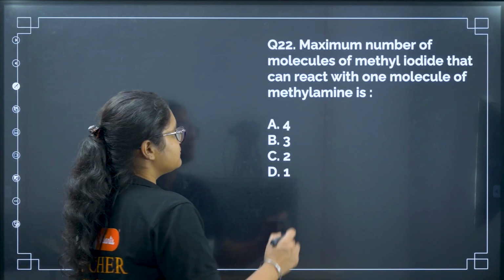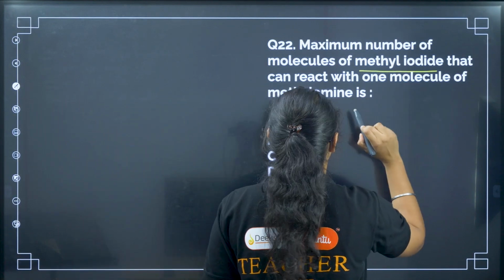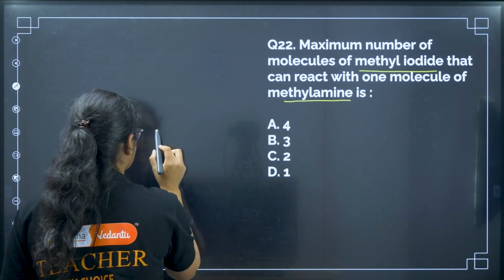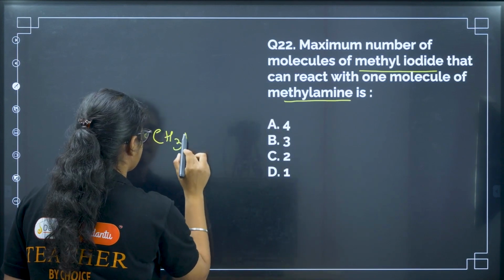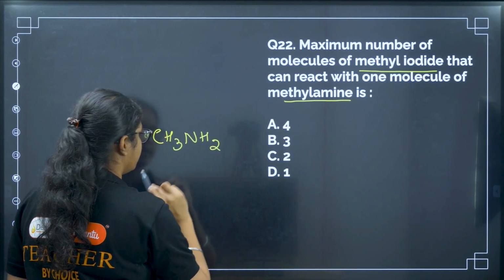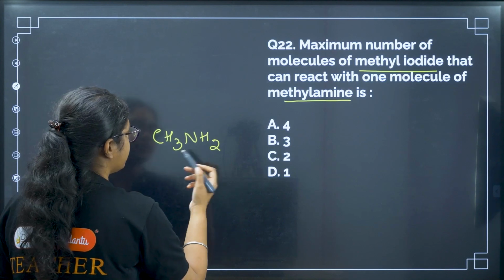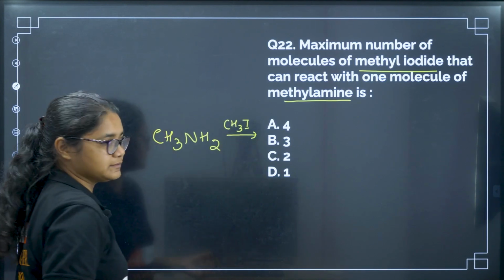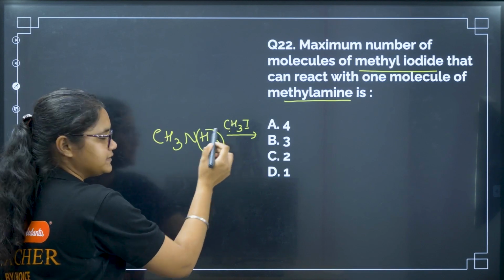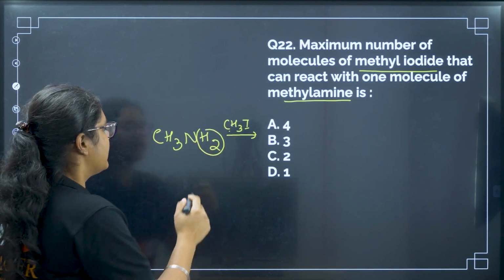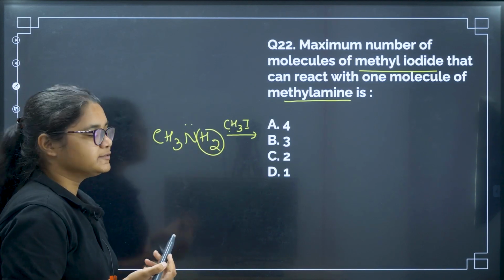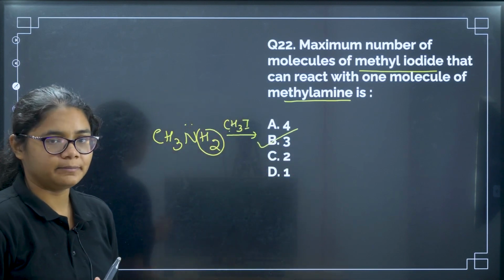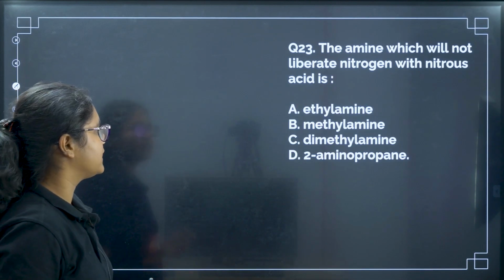Next, the maximum number of molecules of methyl iodide that can react with one molecule of methylamine. So if we have methylamine, how many molecules of methyl iodide can react with this one? Two hydrogens will be replaced, so it can react with 2 molecules, and the lone pair will react with 1 more, right? So total 3. The correct answer for this question will be option B. Now let us see the next question.